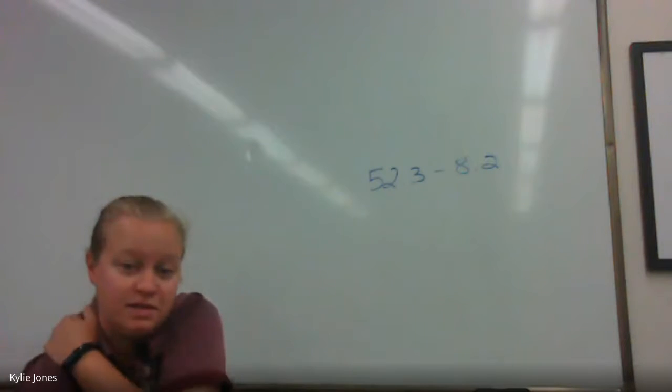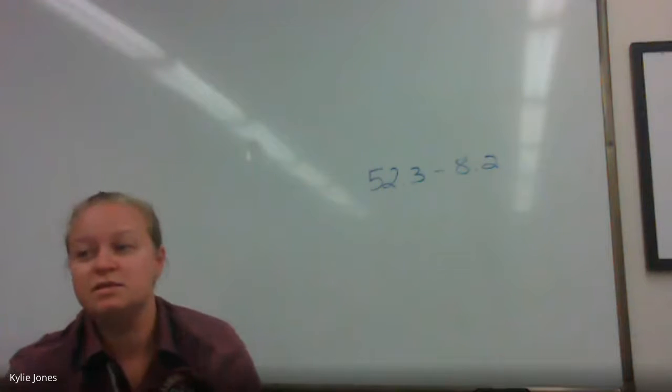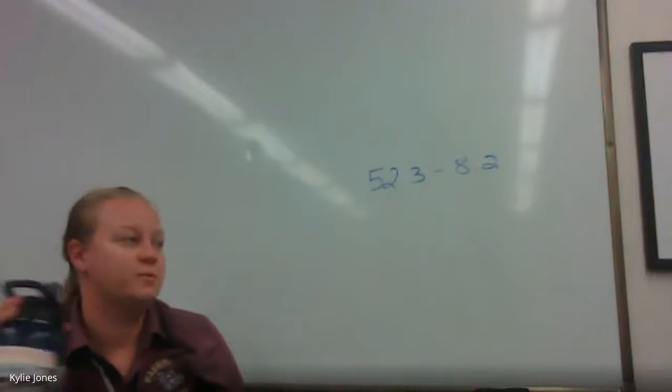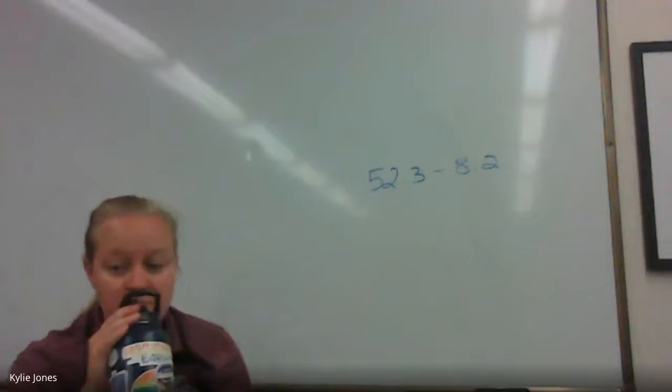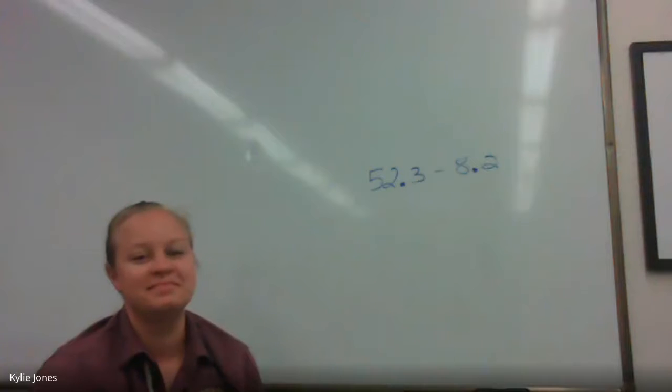Okay, 52 and 3/10 minus 8 and 2/10. Line up your decimals, subtract, bring down your decimal. I can't see any decimals. Is that better? Okay.